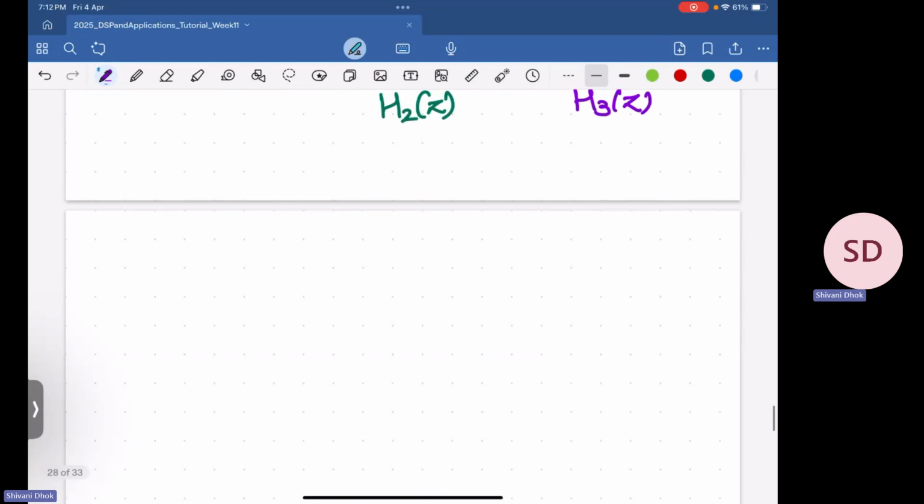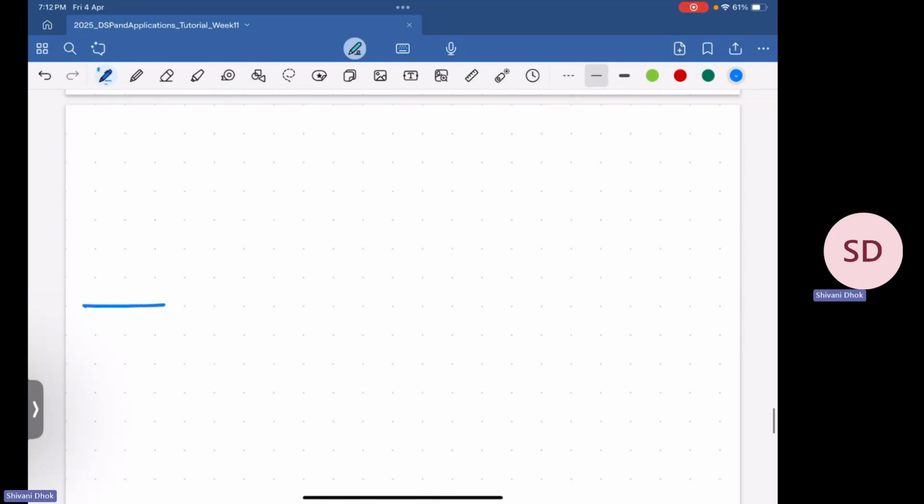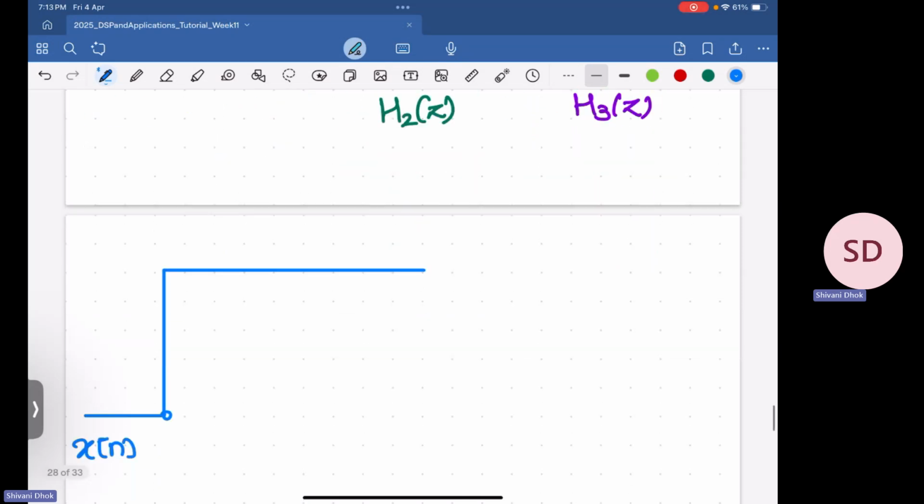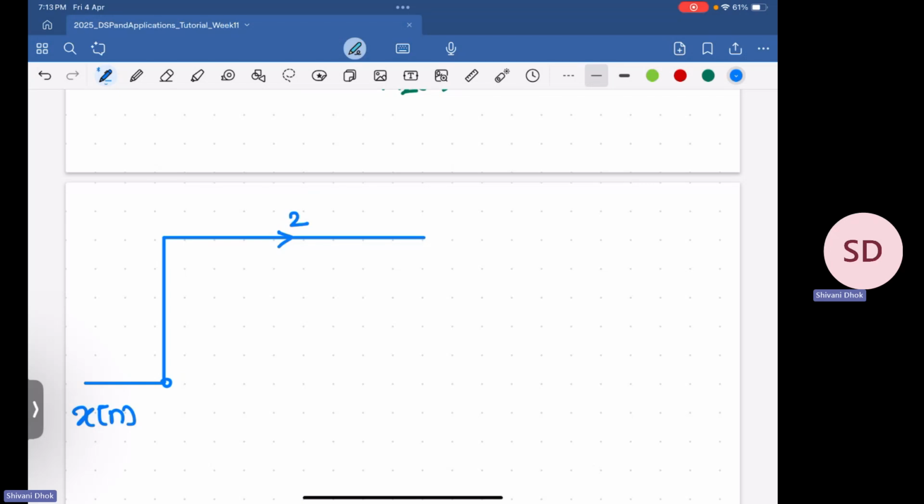So let us start with h1 of z. For that, what I have is x of z here, or let's say x of n. So this first gets like this. So what does this mean? This simply means that my x of n is getting scaled by a factor of 2. So I have a scaling by a factor of 2. And this part here is nothing but my h1 of z. This part is clear?